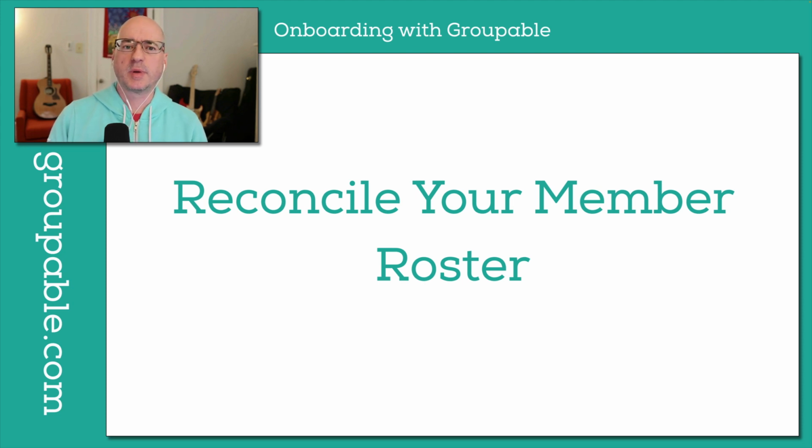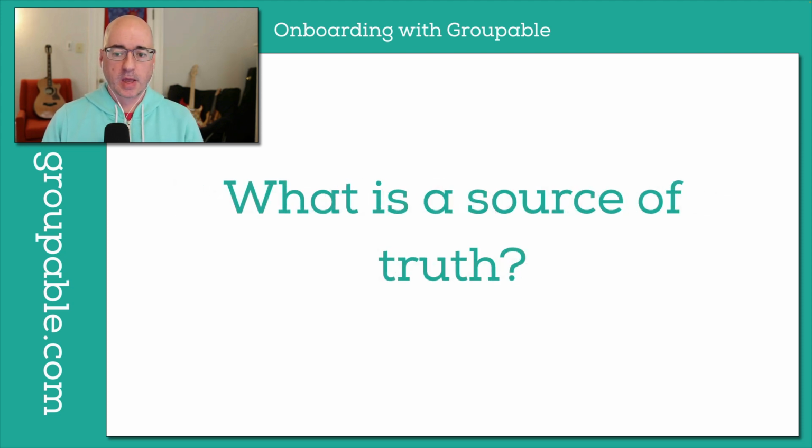But let's talk a little bit about the concept here. One of the first concepts we have to talk about is what is a source of truth. The source of truth in an information system is the place where the data that is definitive about that particular thing it represents is stored. And in the past, your organization really probably hasn't had a single source of truth about your members.